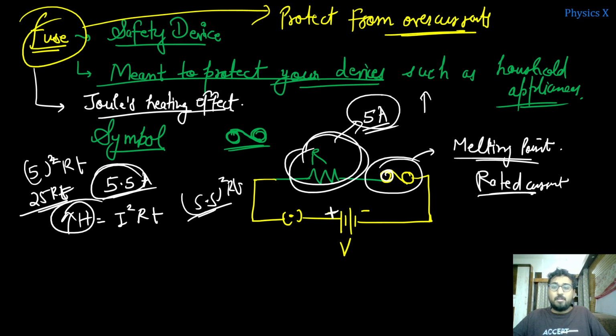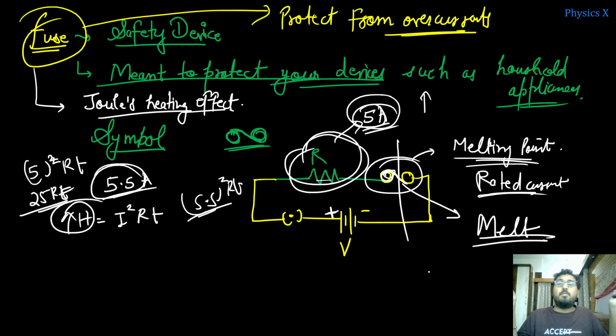That is why this symbol is like that. It is made up of a wire made of an alloy, and its melting point is such that it can carry the rated current only. So whenever a current more than the rated current flows in this circuit, the wire will melt due to the heat, and the circuit will become open.